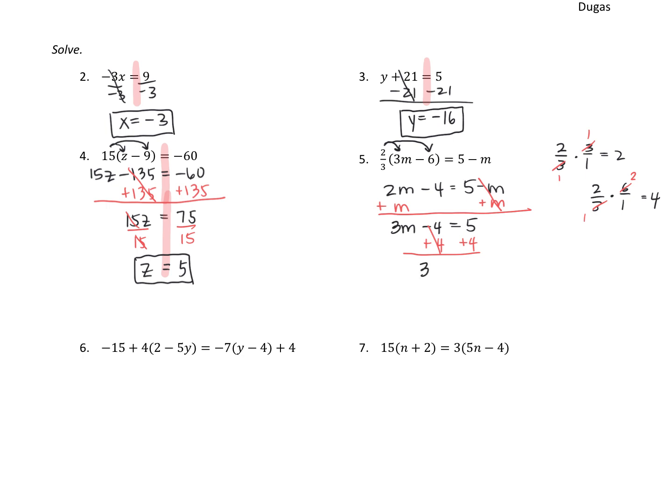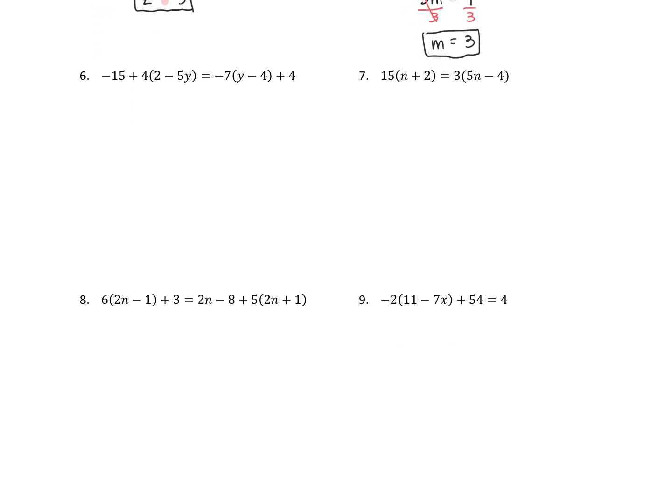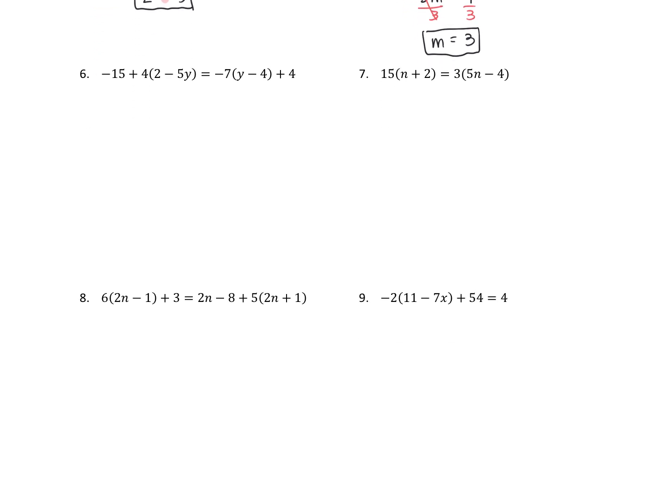That'll give me 3m is equal to 9. And now I'm going to divide both sides by 3 to undo the multiplication, and that will give me m equals 3. So for any of these problems that we just did, you can always check your answer by plugging that number back in for the variable and simplifying each side and making sure that you get a true statement. It's not a requirement, but it is possible just for you to check in case you want to see if you're right.